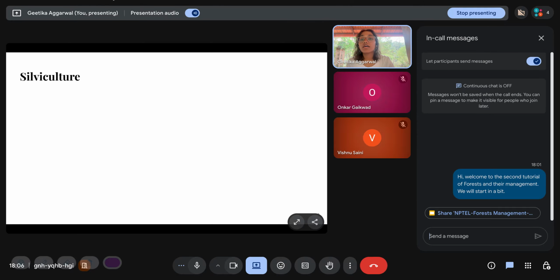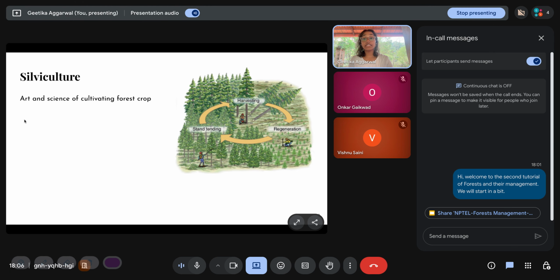Silviculture basically is the art and science of cultivating forest crop. So how forest crops should be cultivated in order to get the maximum amount of benefits out of that forest land, and what those benefits are depends on your objective in maintaining that forest land. It comes from the words silva and culture, which we discussed in the last tutorial. Silva means wood and culture means cultivation, so wood cultivation becomes silviculture.